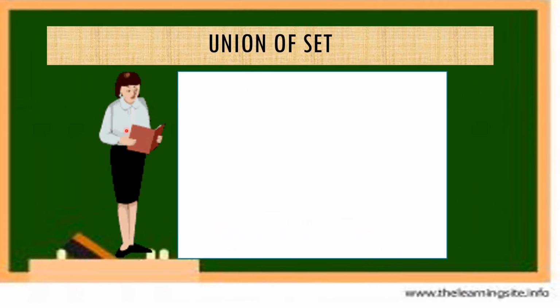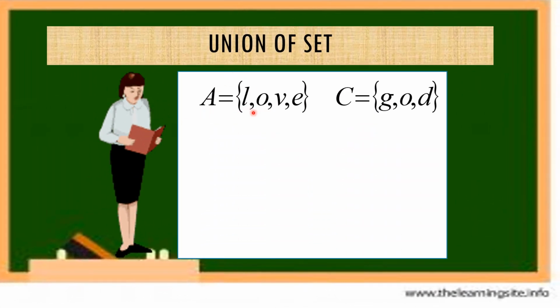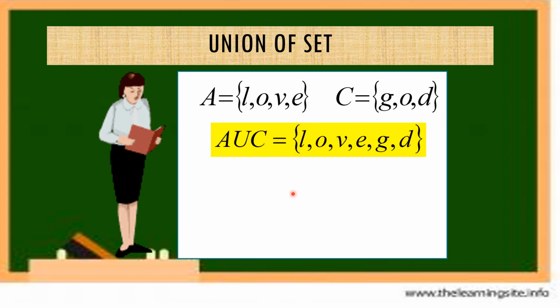So we have another example. Set A is a set whose elements are L, O, B, E. Set C is a set whose elements are G, O, and D. What is the common element of set A and set C? So we have letter O. So we need only to write O one time. Then we need to write L, O, B, E. We don't need to repeat O. Then we use G and D. So we have L, O, B, E, G, and D. That is A union C.